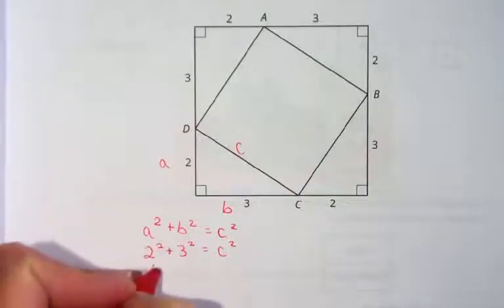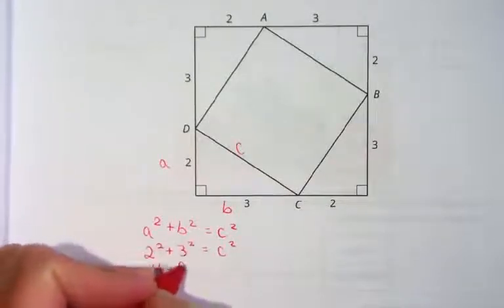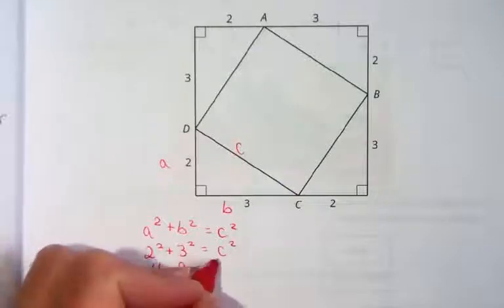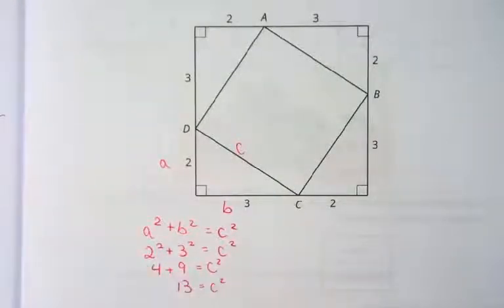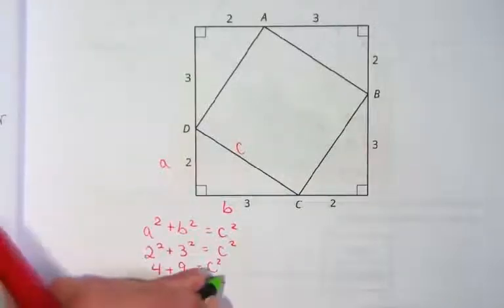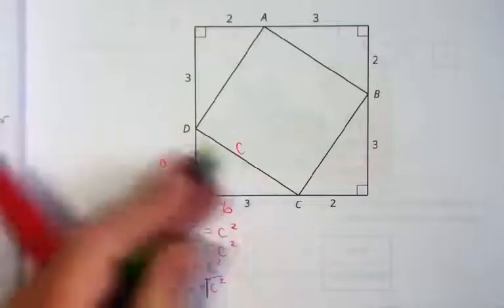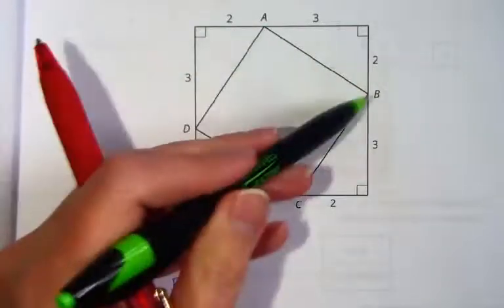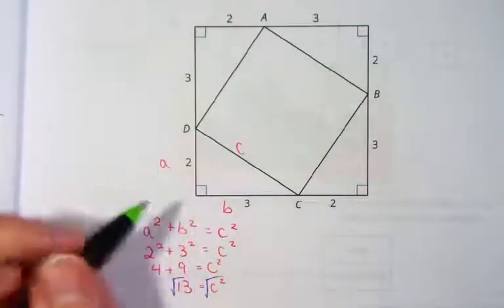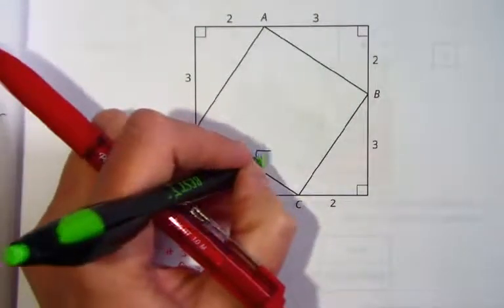2 times 2 is 4, 3 times 3 is 9. And to get rid of that squared, we of course need to take the square root. So each of these side lengths, because each of the sides are the same, each of these inner sides of this square ABCD would be the square root of 13.